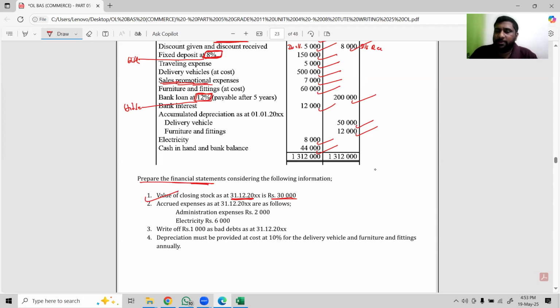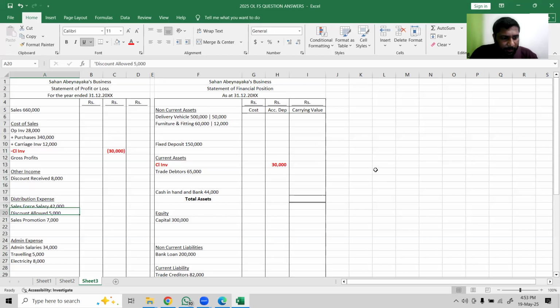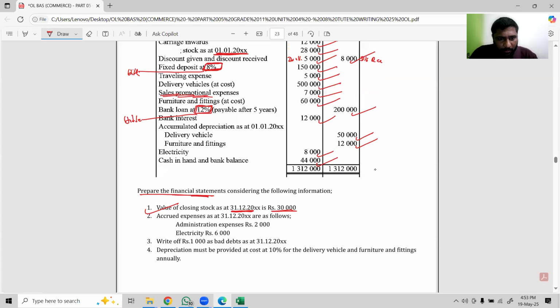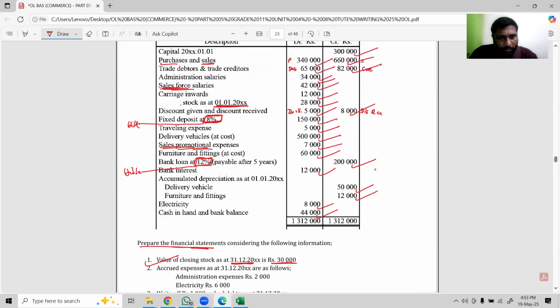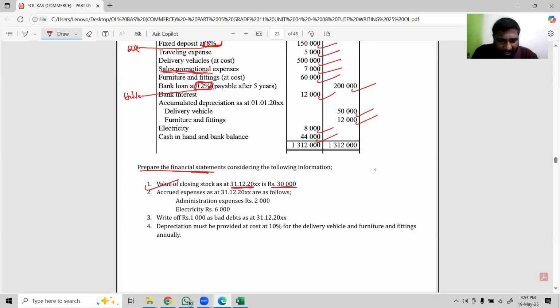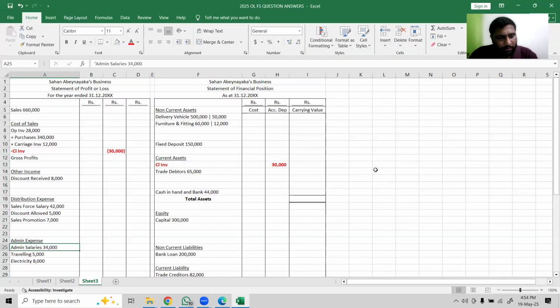Accrued expenses means past expenses not yet paid. Admin expense 2,000 not yet paid. Increase the expense. So we'll make it admin salary. Change it to admin salary. Admin salary 2,000 not yet paid. So increase the admin salary by 2,000.